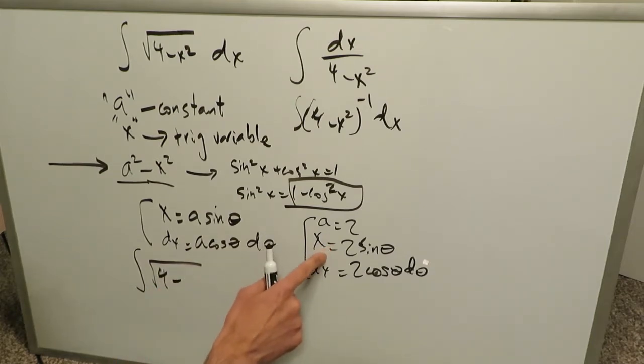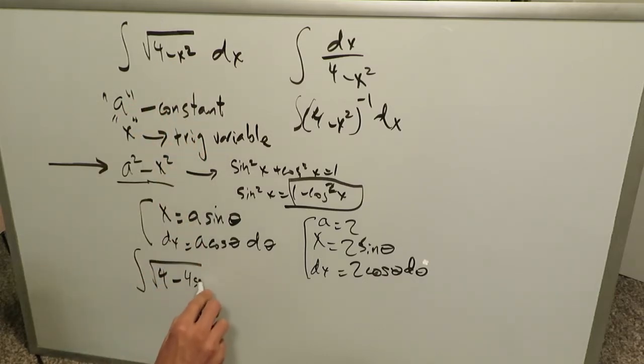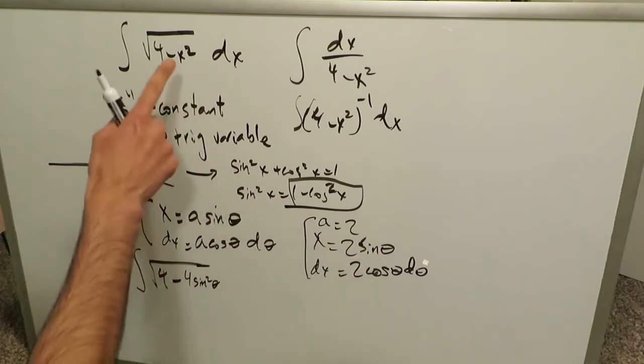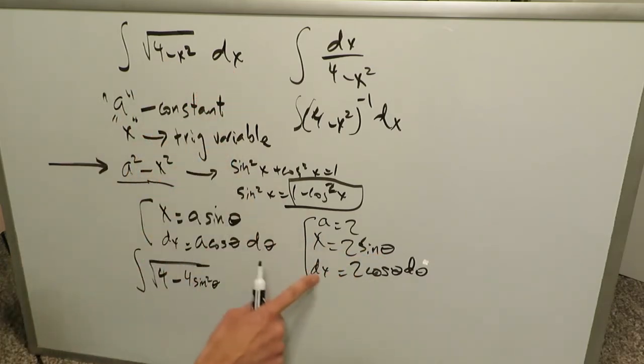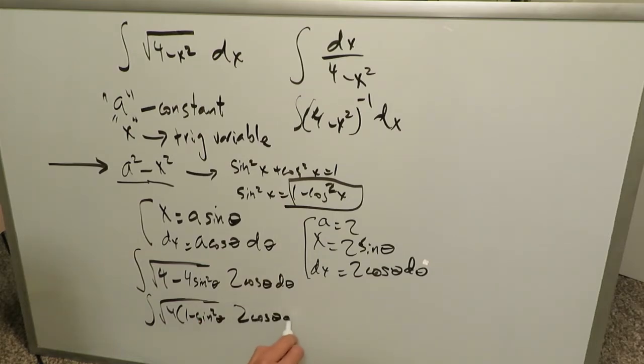And then you have x is equal to 2 sine theta, you plug that right in here, and it'll become 4 sine squared theta, because the square of 2 sine theta is 4 sine squared theta. Then dx substitutes for everything over here: 2 cosine theta d theta. Now what happens? You have to work with this part over here. You could isolate 4, and you end up with 1 minus sine squared theta, and then you still have 2 cosine theta d theta.